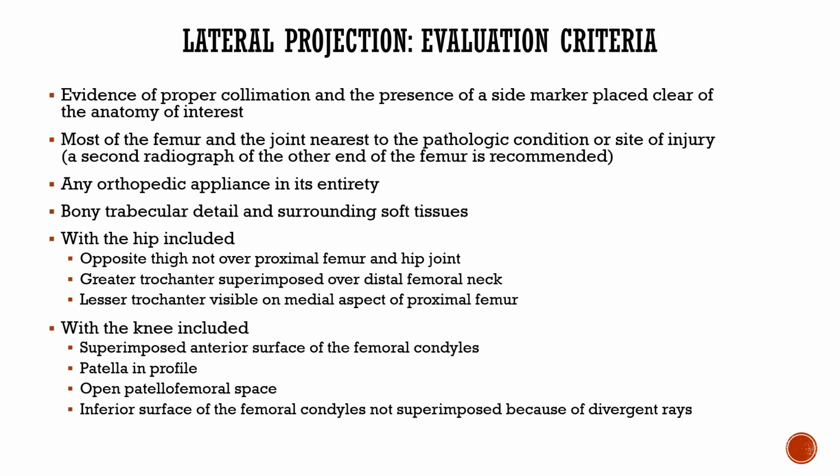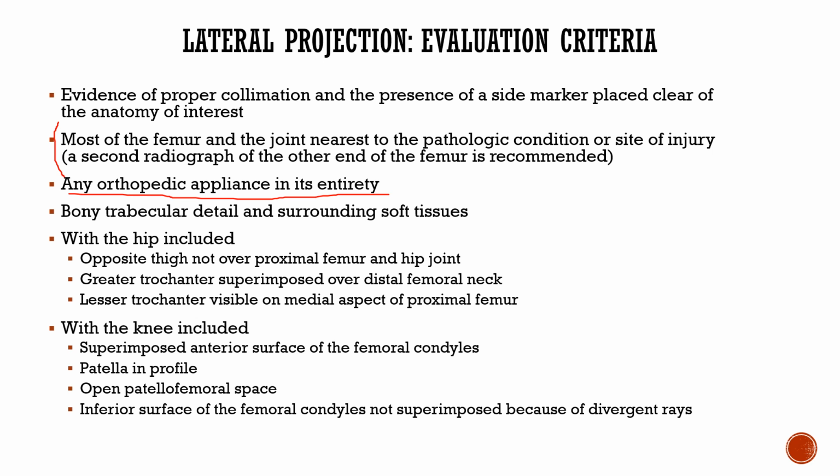So the idea is that we're going to, again, get most of the femur, the joint closest to the pathologic condition or site of injury. A second radiograph of the other side of the femur is recommended. Any orthopedic appliance should be seen in its entirety. And then with the hip included, we want the opposite thigh not over the proximal femur and hip joint.